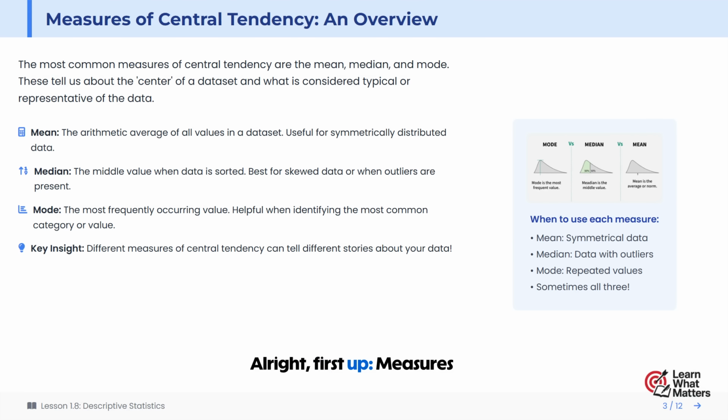All right, first up, measures of central tendency. This is a super fancy phrase for a really simple idea, finding the center of your data. What's the typical value? What's the middle ground? And we have 3 main tools, our big 3 for this: the mean, the median, and the mode. And here's the key insight. They each tell a different story about your data. Choosing the right one is like choosing the right filter for your photo. It can change everything. Let's meet them one by one.